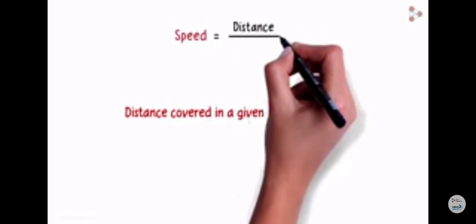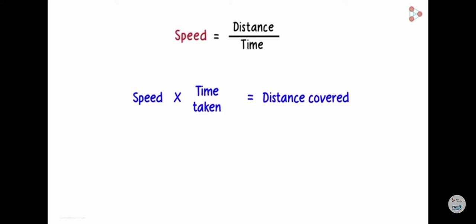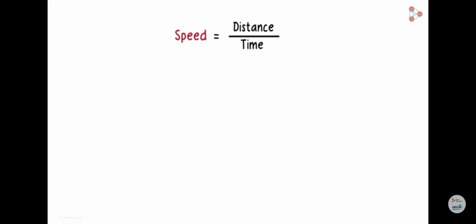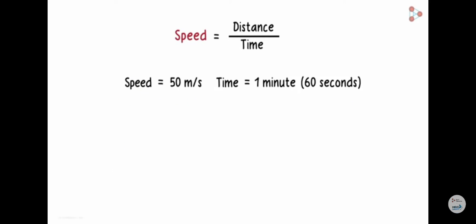We have seen previously that speed is the amount of distance covered in a given amount of time. It's nothing but distance covered over the time taken to cover that distance. Simply put, it tells us how fast an object moves. Also, if we know the speed and the time taken to cover a distance, we can easily find the distance covered. So if I tell you that I traveled at a speed of 50 meters per second for 1 minute, can you tell me how much distance I covered?